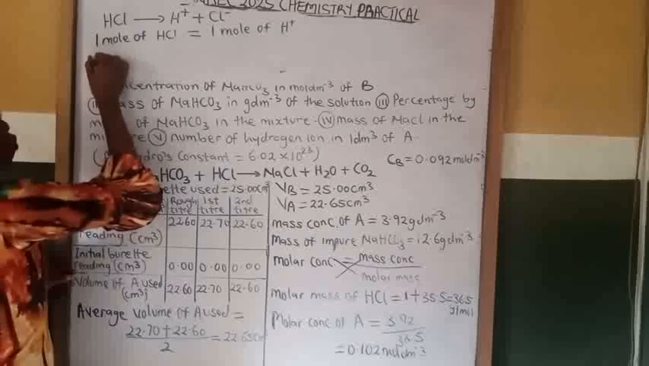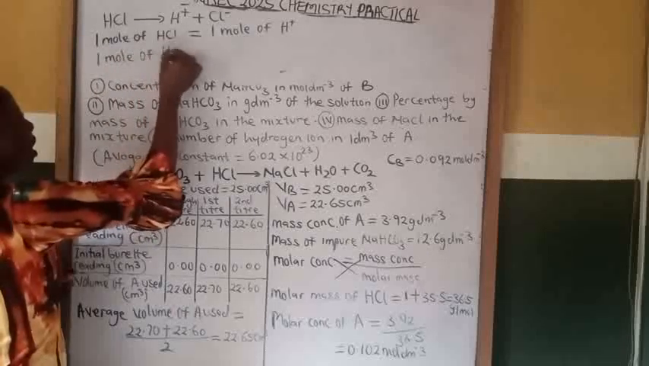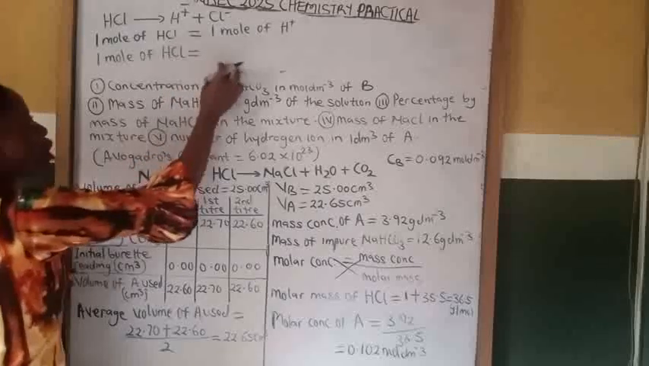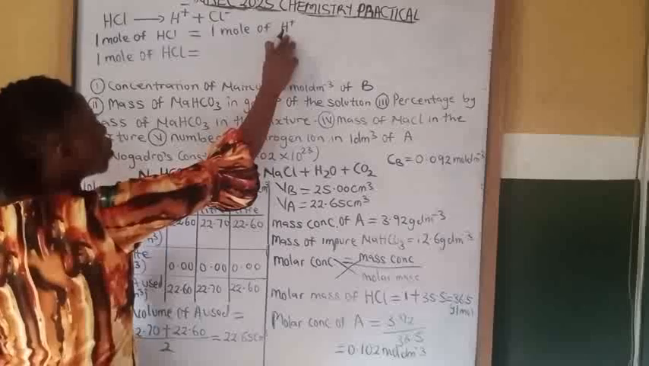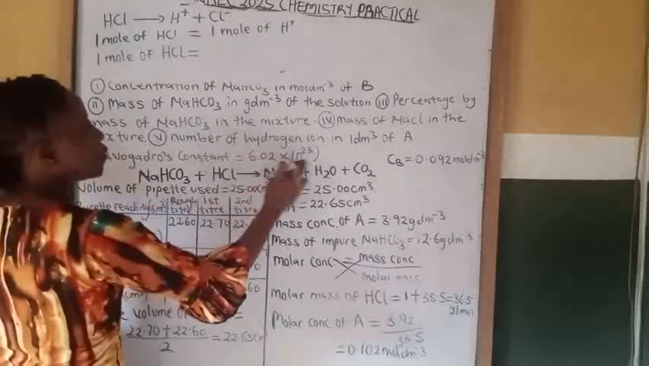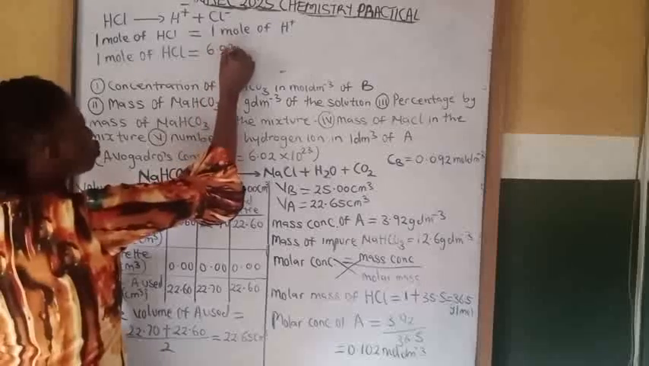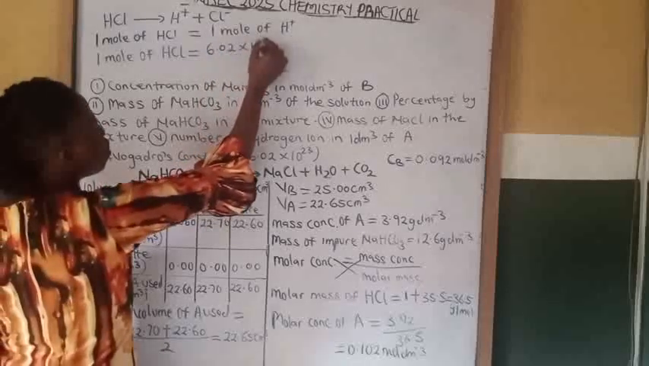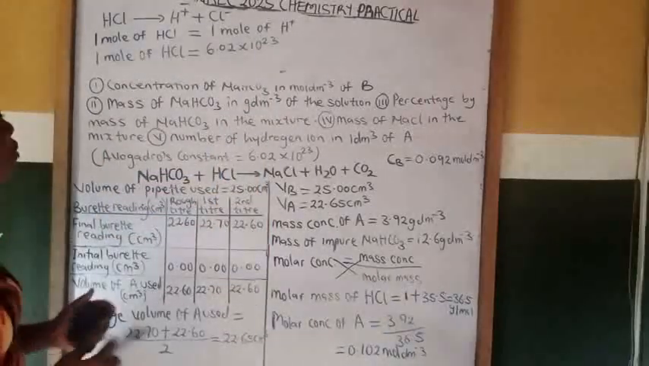So we come back here, then 1 mole of hydrochloric acid will now be equal to, so the number of mole of any ion, 1 mole of any ion equal to your Avogadro's constant. So this one will change to 6.02 times 10 raised to the power what? 23.